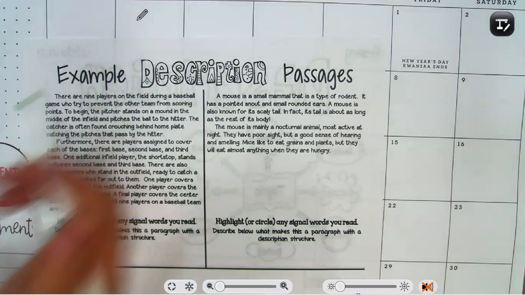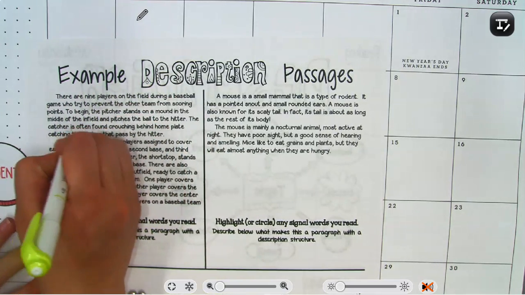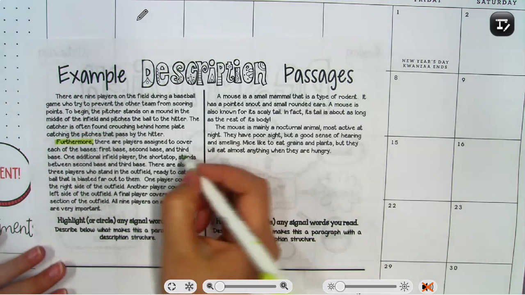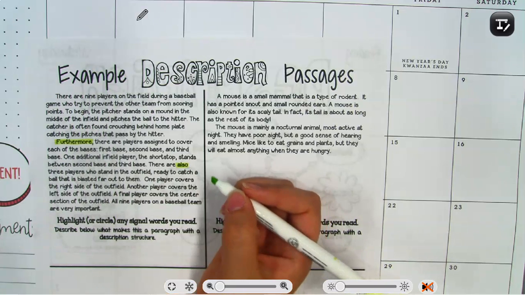So in the second paragraph, we have furthermore. So it's saying there's more information to talk about. We have the word also. Okay, so those are 2.